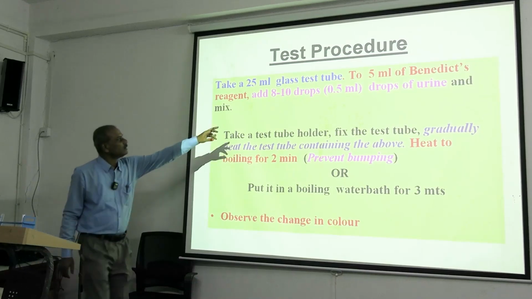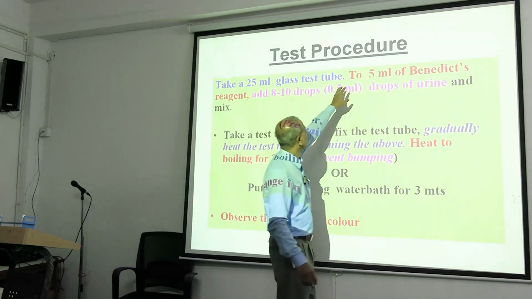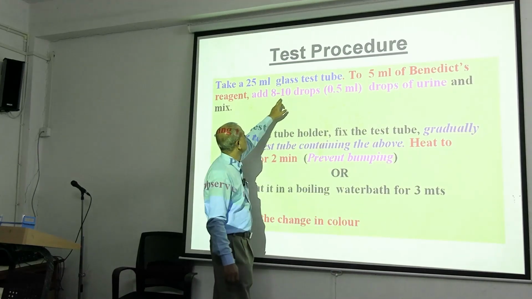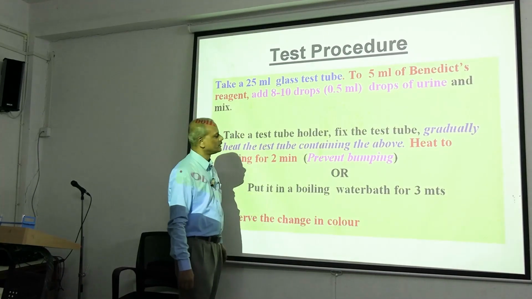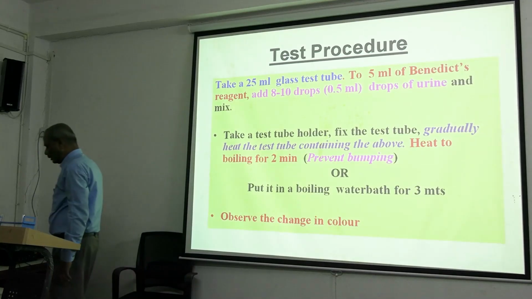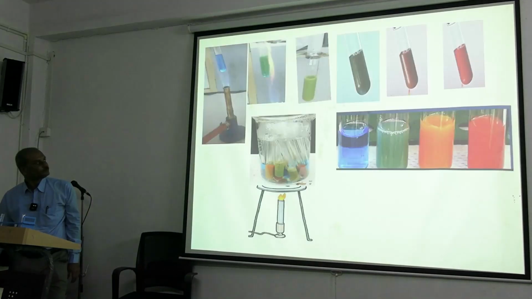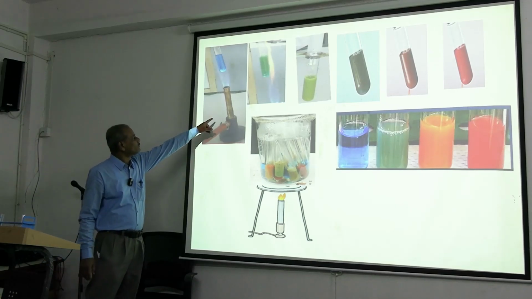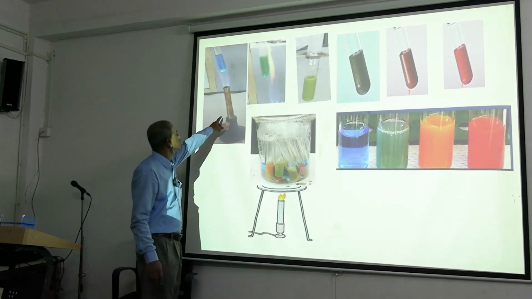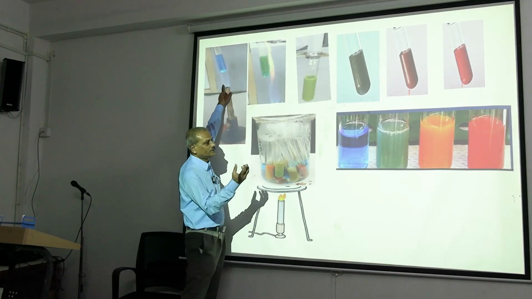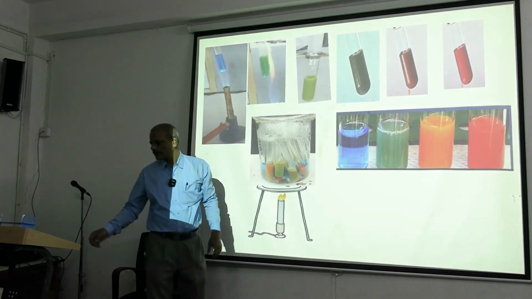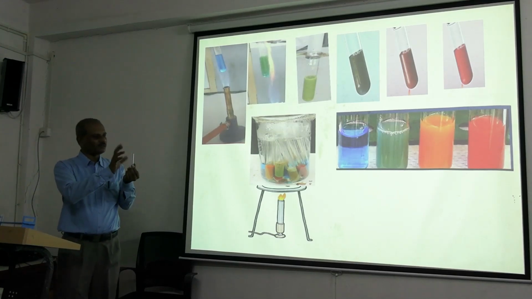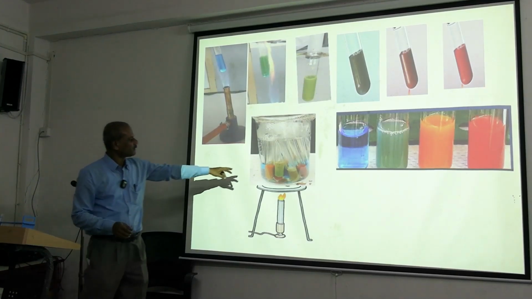In the test tube, add 5 ml of Benedict reagent and then add 8 to 10 drops of urine and mix. Just look down, you can do it by this method. If you use a Bunsen burner or a spirit lamp, again I am telling you, the lower part will be heated and there is a chance of bumping. That is why a water bath can be used.